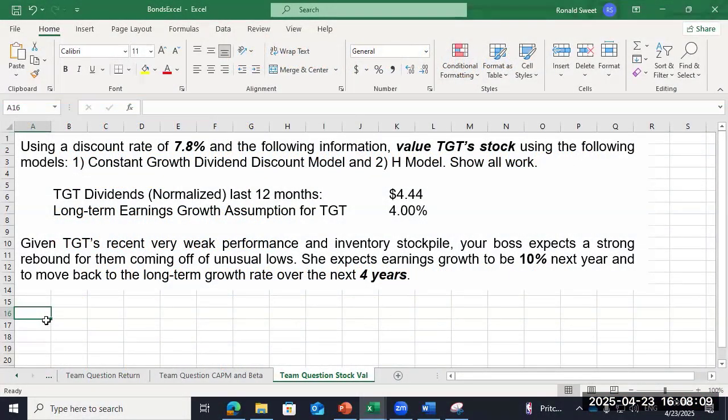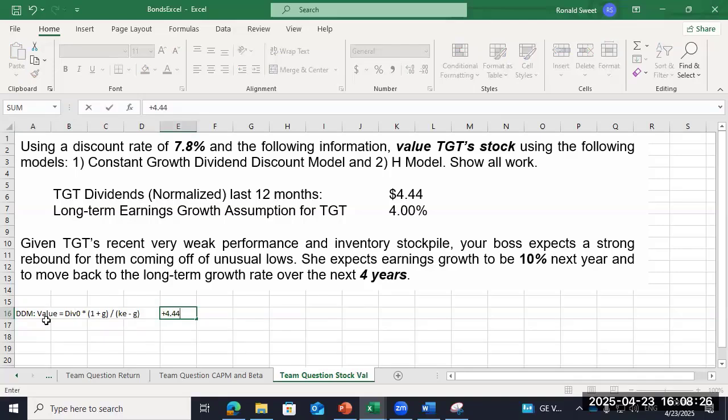Gordon growth, dividend discount model is just the value equals dividend 0 times 1 plus growth divided by KE minus growth. So here the dividend is 4.44, the growth is 1.04. The discount rate is 7.8 minus 4%, 121 bucks.